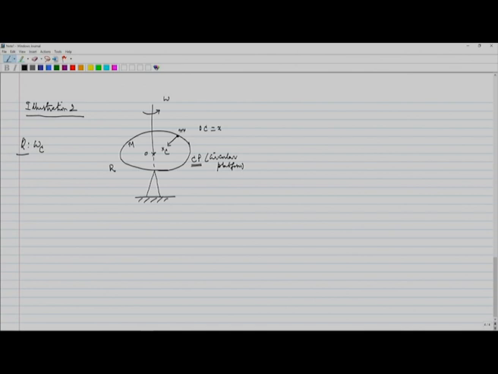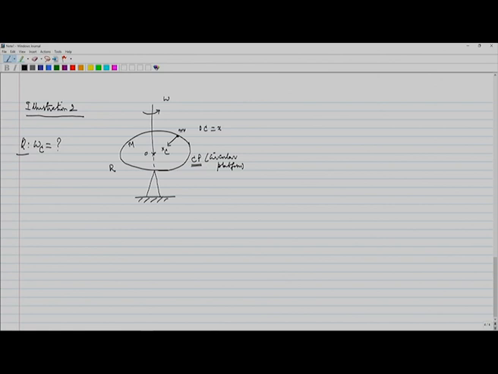Let me repeat the problem. There is a circular platform of mass m of radius r, which is pivoted about a particular point O, which is rotating about an axis with constant angular velocity omega. A mass small m begins to move towards the center. Initially it is at the rim of this circular platform. You are required to calculate the angular velocity of the entire object when it reaches C. That is the question.